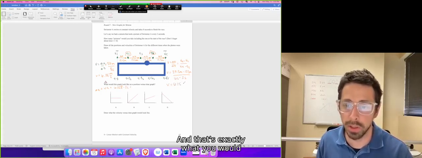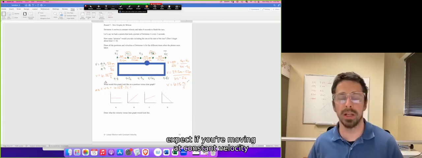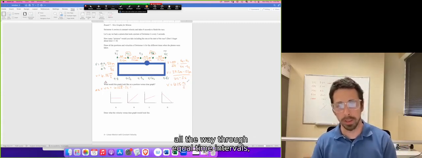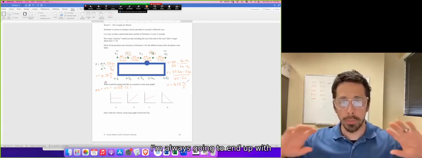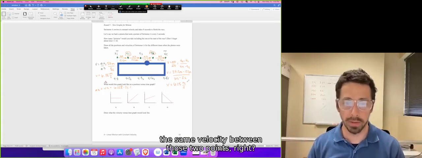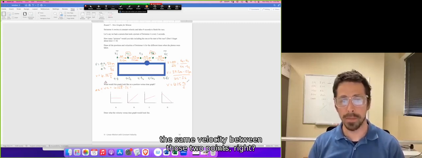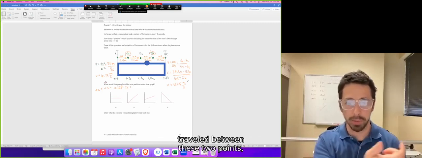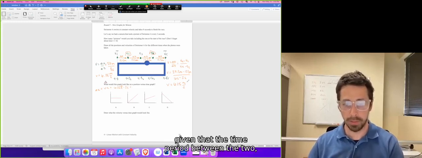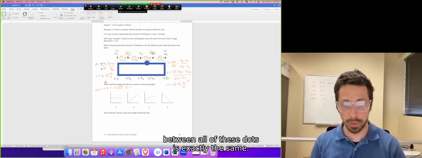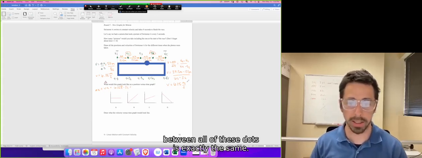And that's exactly what you would expect if you're moving at constant velocity all the way through, okay? Equal time intervals. No matter which 2 I choose, I'm always going to end up with the same velocity between those 2 points, right? And I see that the distance traveled between those 2 points is the same, given that the time period between all of these dots is exactly the same.